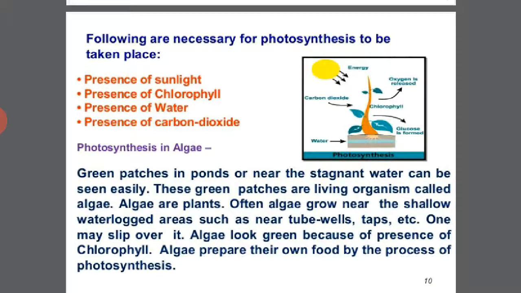Following are the necessary conditions for photosynthesis to take place. If any of them is not there, then the photosynthesis process may not take place or may not take place properly. So: the presence of sunlight, the presence of chlorophyll, the green pigment in the plant, the presence of water, and the presence of carbon dioxide.